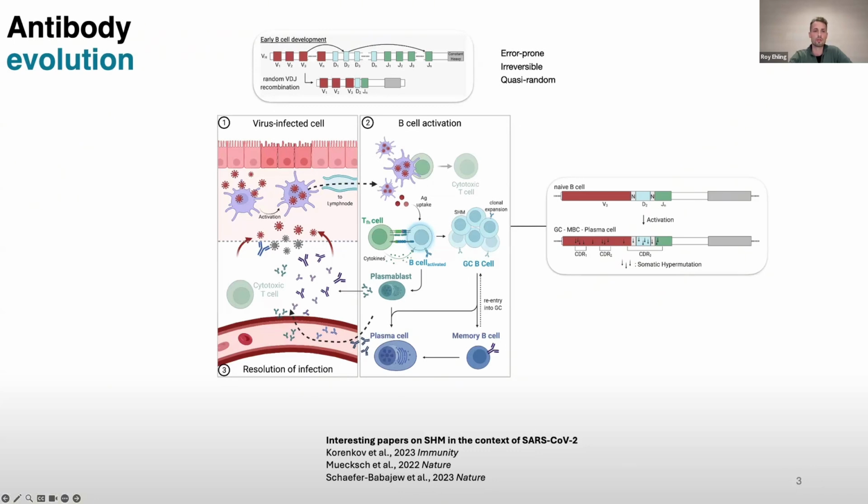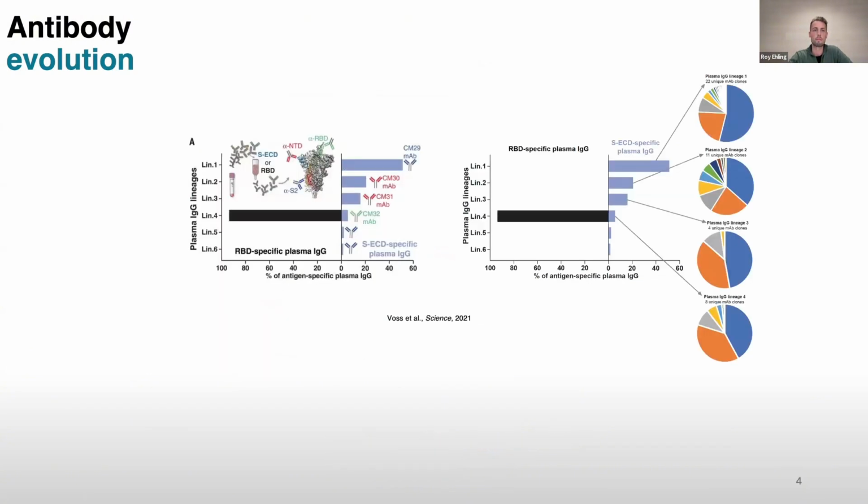And I just wanted to drop some interesting papers that studied SHM in the context of SARS-CoV-2 that I found really interesting. And those have shown that over the course of the infection, first germline-like antibodies and then somatically hypermutated variants of those show increased neutralization breadth and affinity.